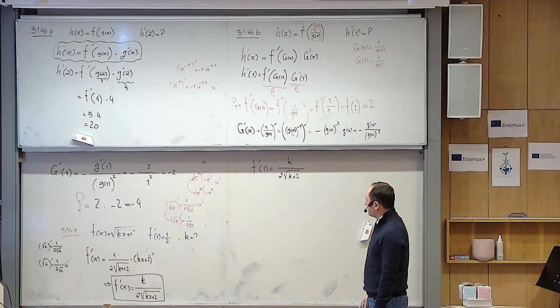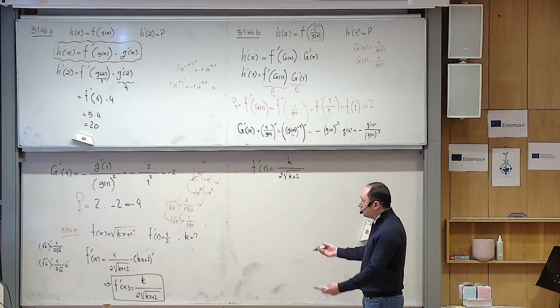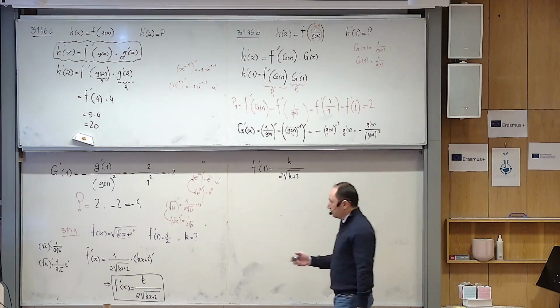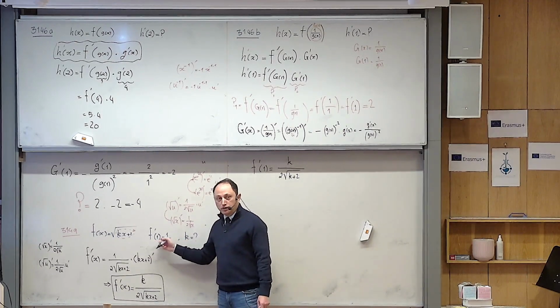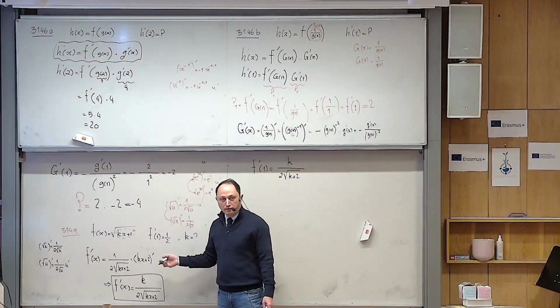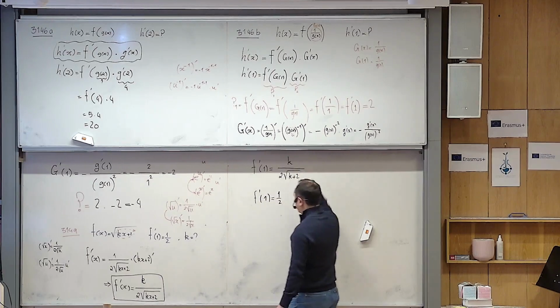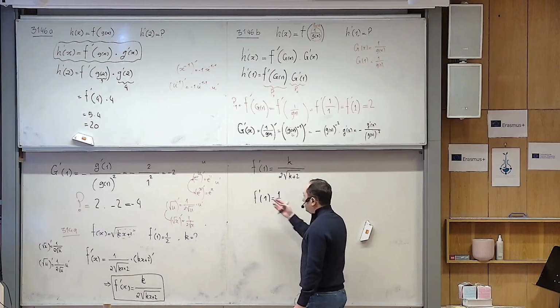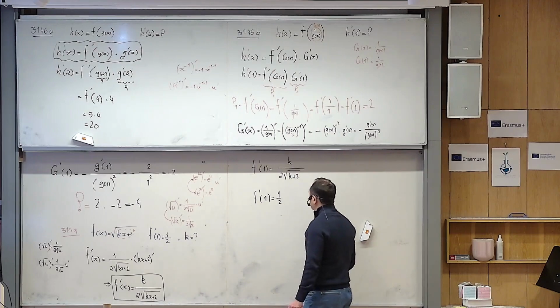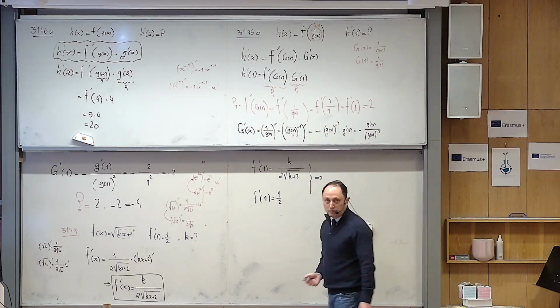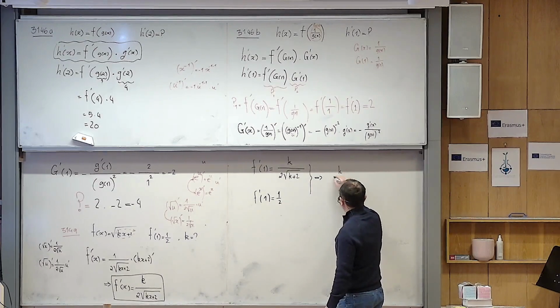This is f prime of 1 according to my calculation. But f prime of 1, according to the book information, is 1/2. So on the one hand, f prime of 1 is this, I calculated. According to the problem, f prime of 1 is this. So what can I conclude from these two? These two values should be the same. So it means that k over 2 square root of k plus 2 should be 1/2.